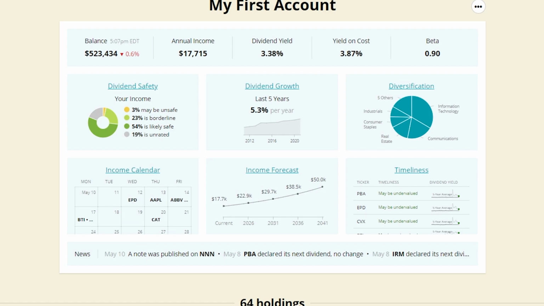But until then, we're reinvesting all the dividend income right back into more dividend paying stocks. And this is how the compounding snowball effect happens.